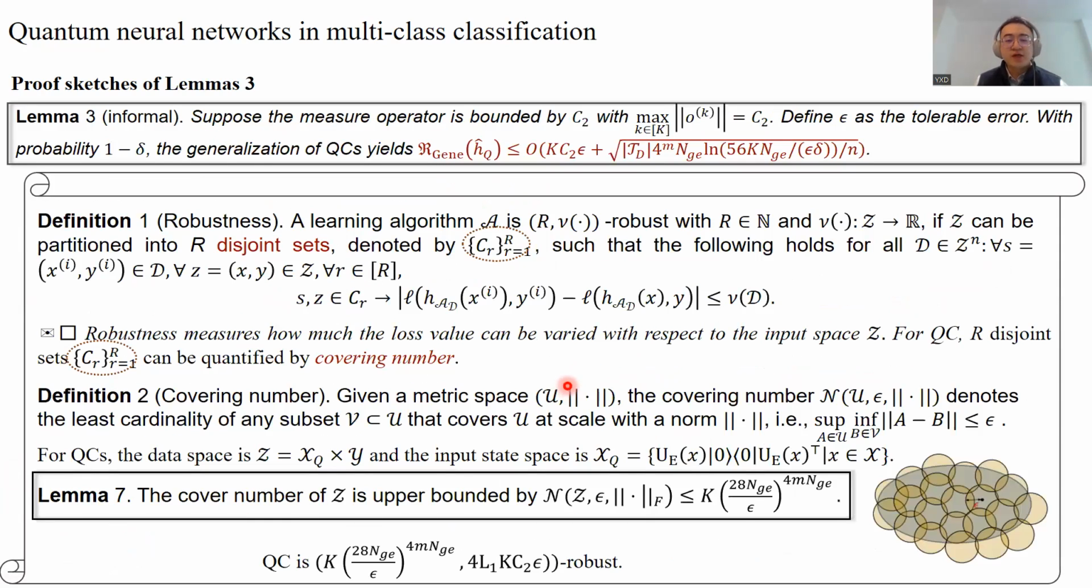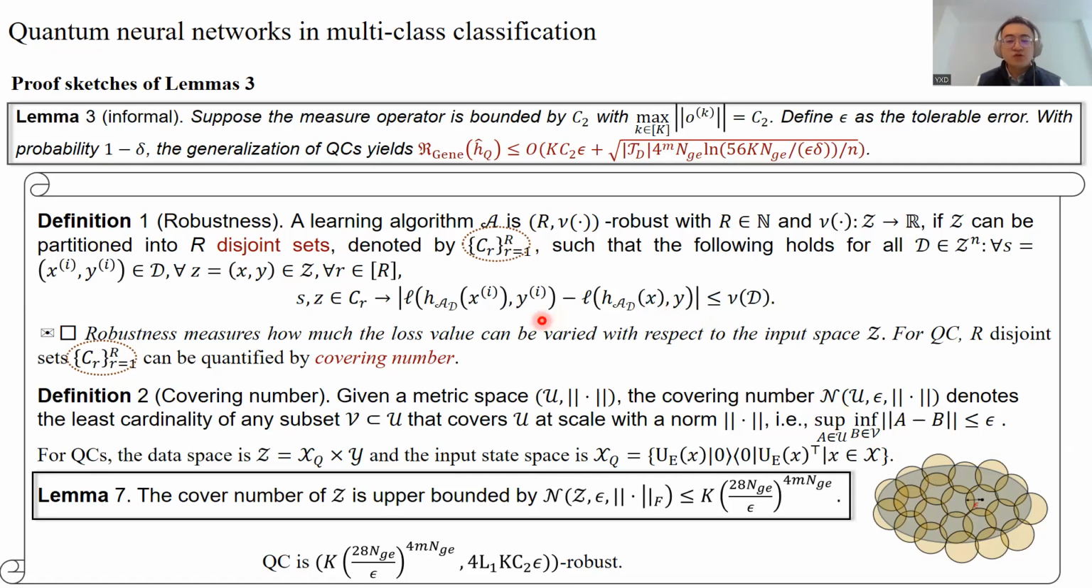And to prove lemma 3, we use the definition of robustness. Robustness is defined here, which measures how much the loss value can vary with respect to the input space Z. And as we can see here, the key insight is we need to decompose the input space Z into disjoint sets. As I noted before, because the input space is continuous, if we didn't do this decomposition it will contain infinite terms. So how do we get disjoint sets? The method is using covering number.